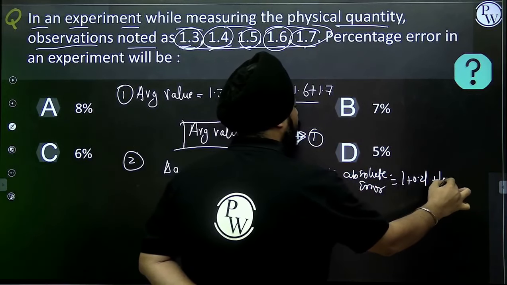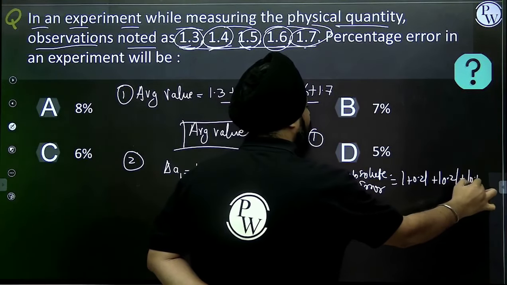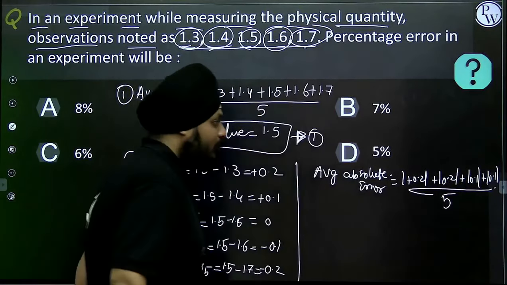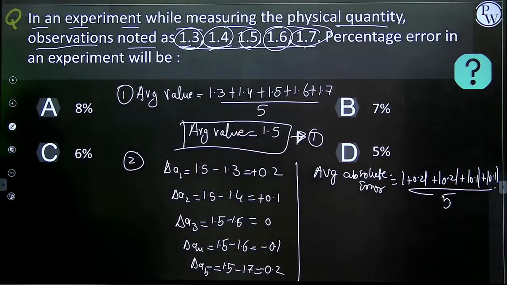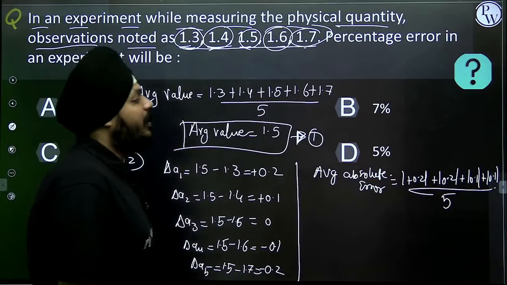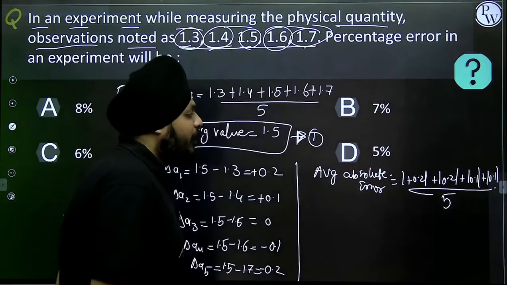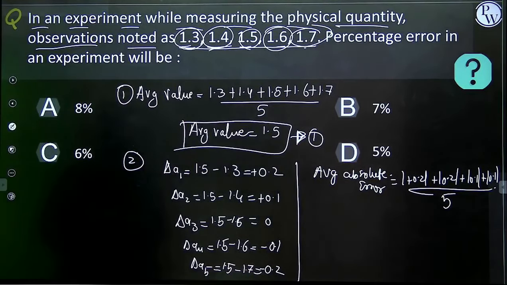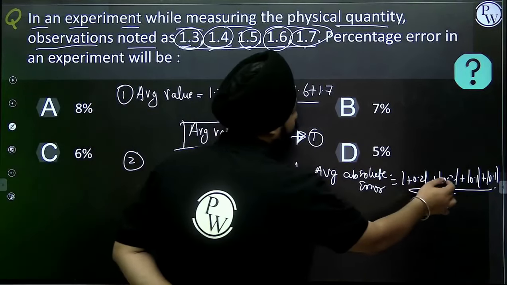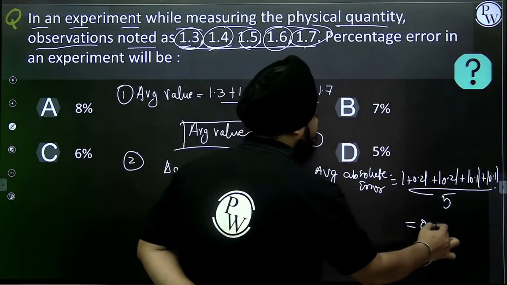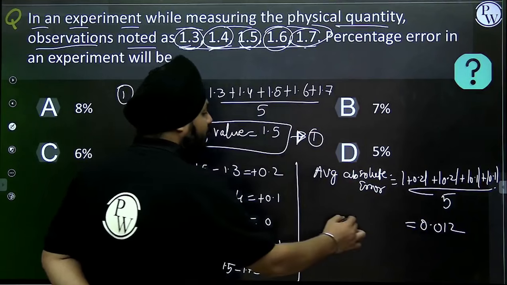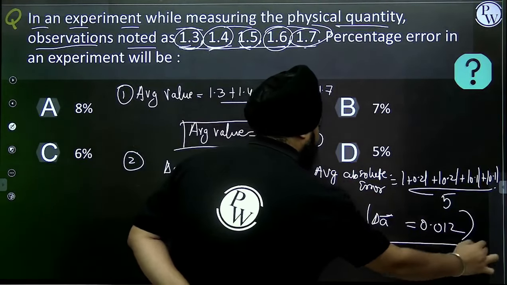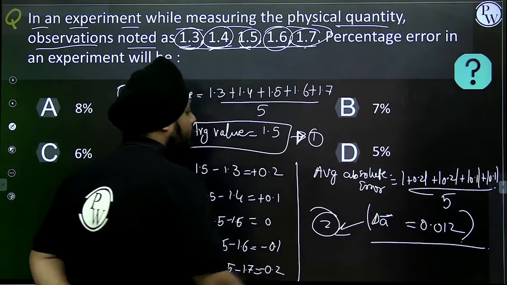0.2, 0.2, 0.1, 0.1, whole divided by 5. So it's 0.2 plus 0.2, 0.4, and so on, 0.6. This is the average absolute error. It's 0.012, right? So this will be the average absolute error in an experiment. Can I consider this as equation number 2?